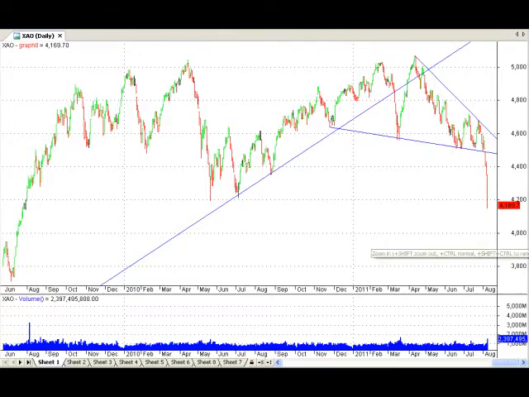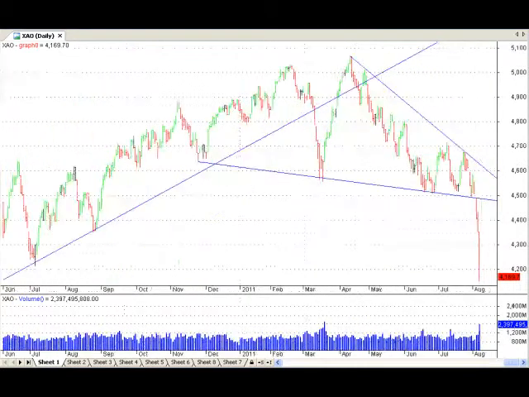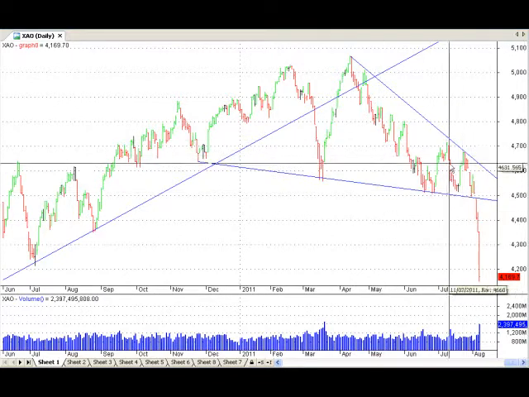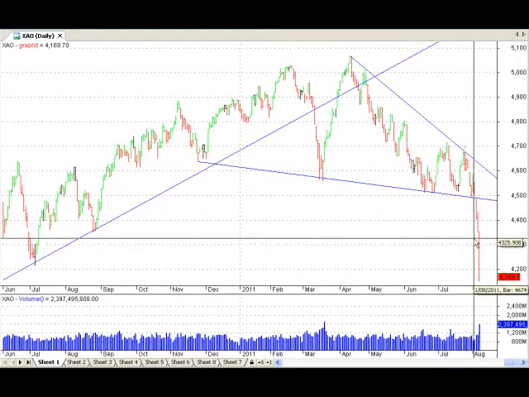The market usually takes a while for these things to unfold. However, as they say, the market goes up by the stairs and down by the elevator. And so that's exactly what's happened. It's gone down by the elevator this last week.